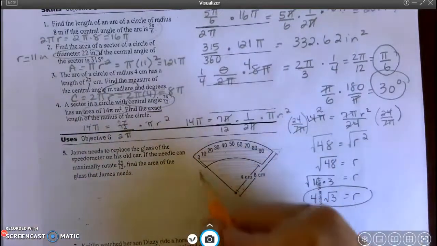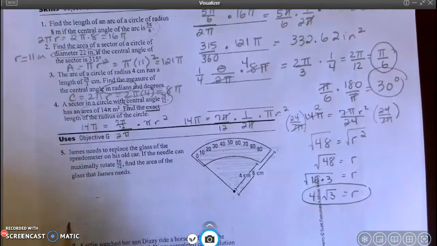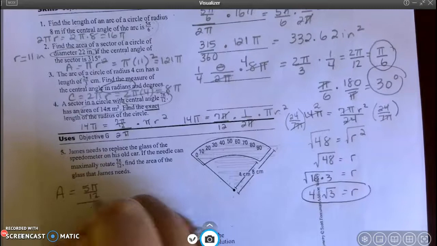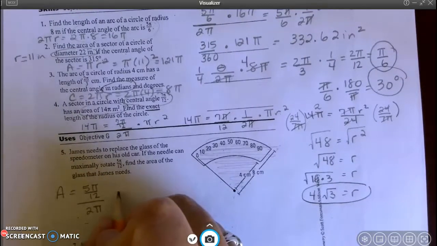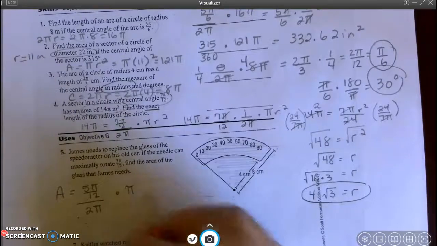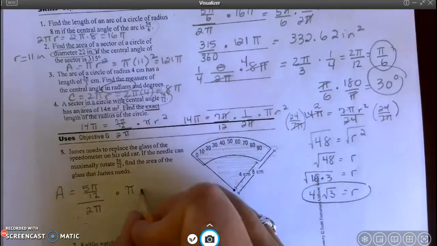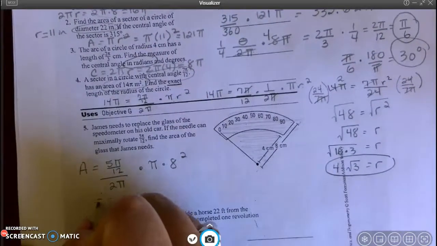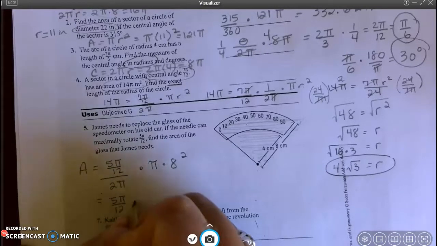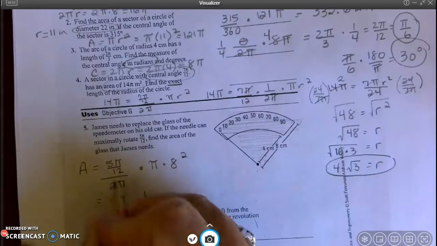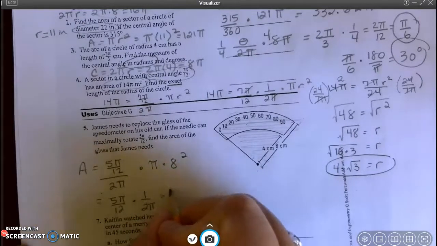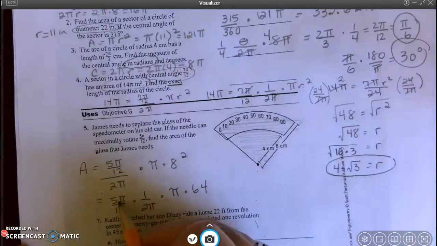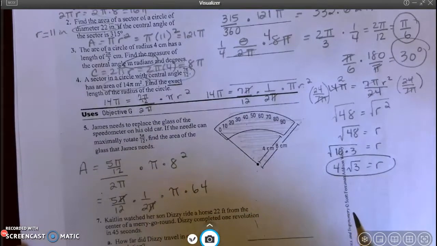So the area of this sector is going to be, we don't know that part, the fraction of the circle is 5 pi over 12 divided by 2 pi times the area of the circle, pi times the radius 8 squared. Let's go ahead and simplify that. 5 pi over 12 times 1 over 2 pi. Dividing means multiplying by the reciprocal, times pi times 64. I know these pi's cancel.